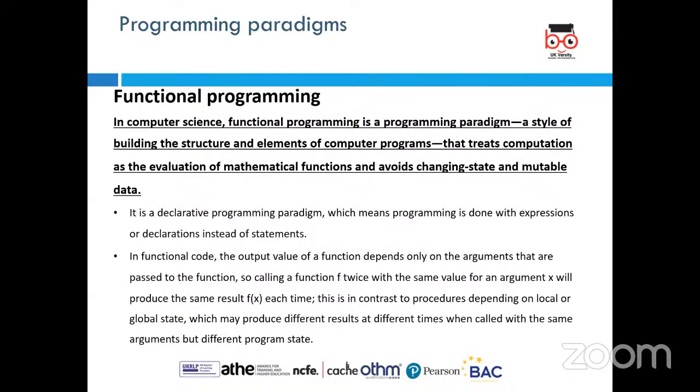So with functional code, the output value of a function depends only on the arguments that are passed into our function. Without us passing this value to our algorithms as an argument, the function will not be able to return the exact results.